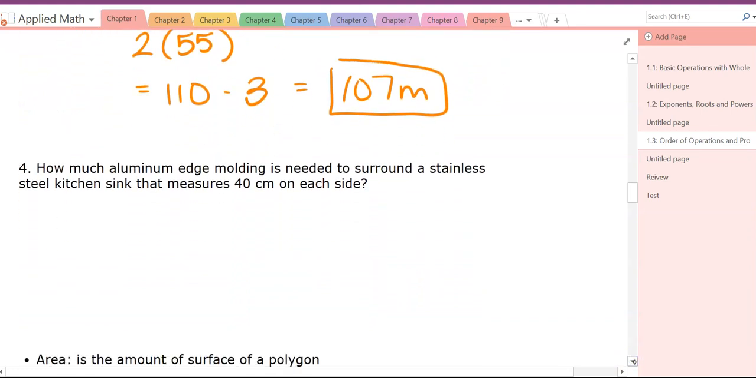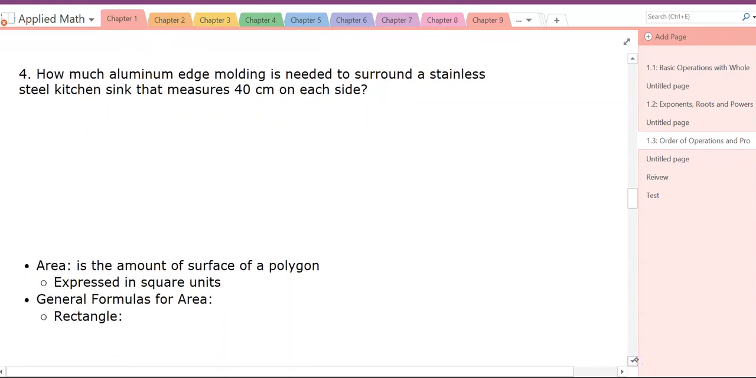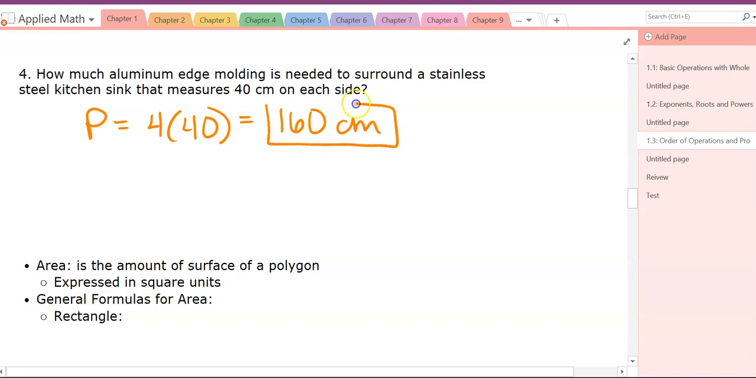Next problem here says how much aluminum edge molding is needed to surround a stainless steel kitchen sink that measures 40 centimeters on each side. So if it measures 40 centimeters on each side, that probably is telling you that it's a square. So we can take 4 times 40, which is going to be 160, and that would be centimeters.